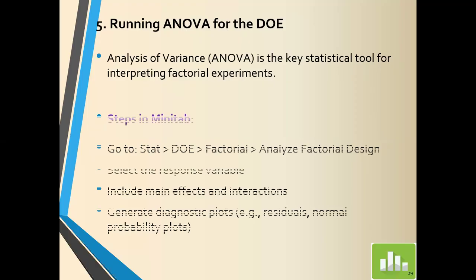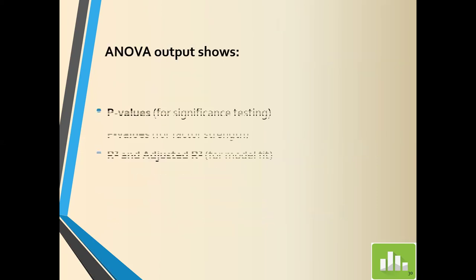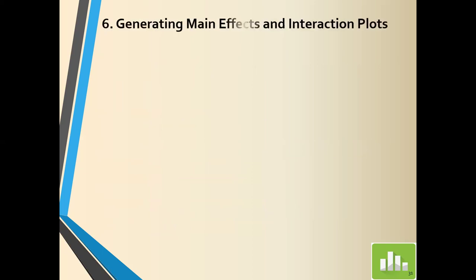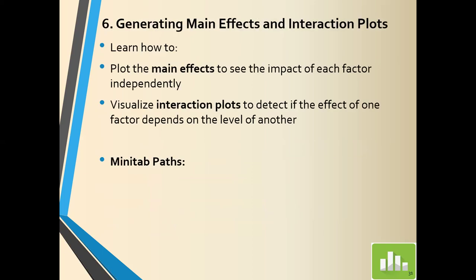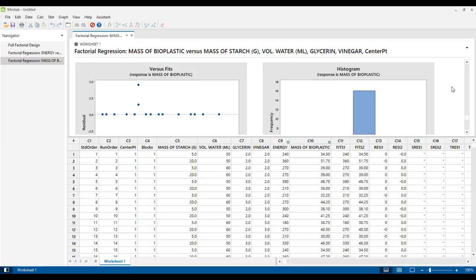So this is the assignment on the screen. You run ANOVA for the DOE. So you go to DOE, factorial, analyze. So you run ANOVA. Then you check the outputs for the P, the F, just the way I did it. Then you generate the main effect, the interaction. Okay, it's very easy. Let me show you again. So these are all the things I was asking for.